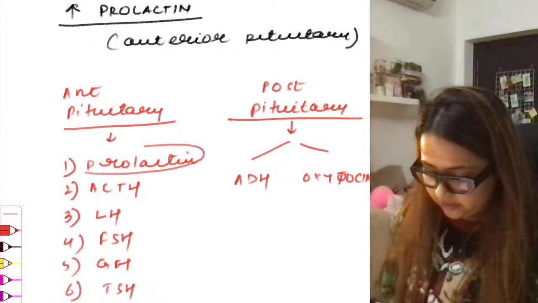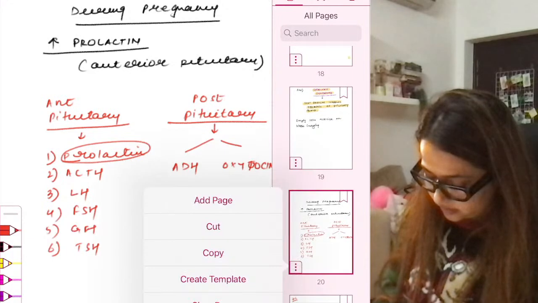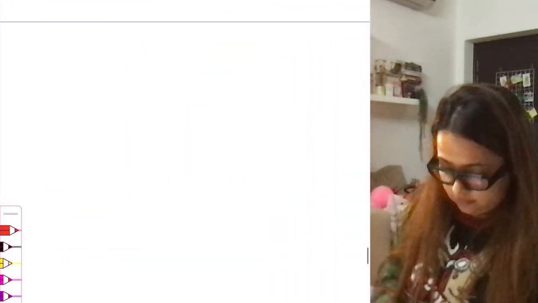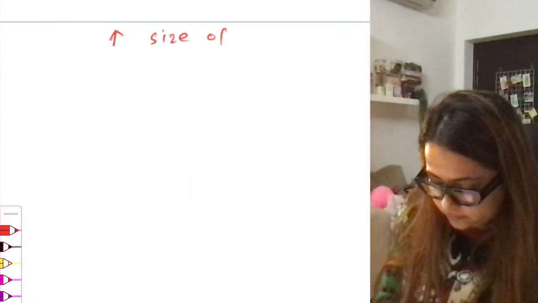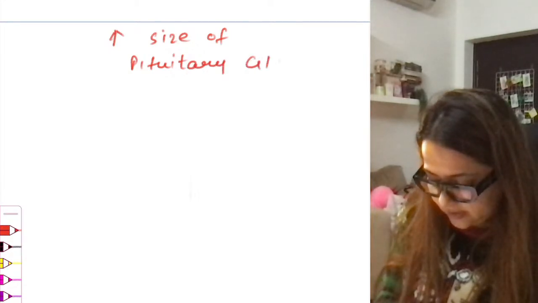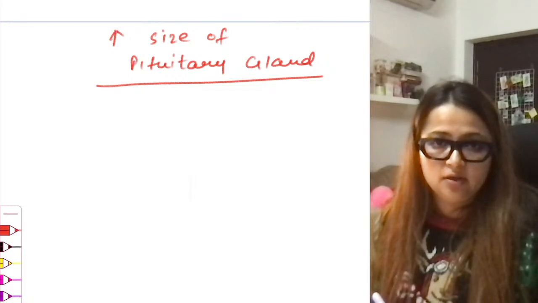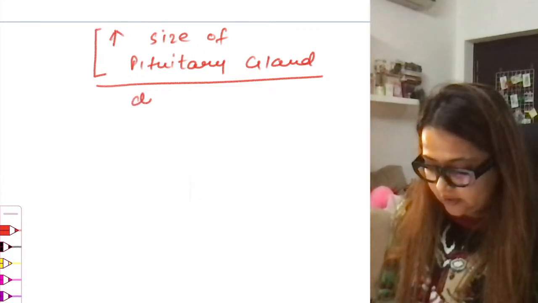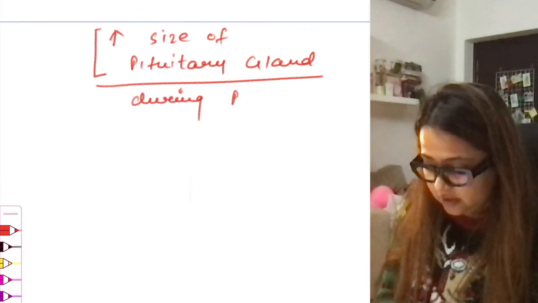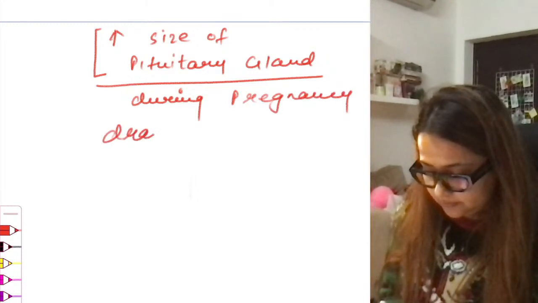Now, since prolactin is coming from the anterior pituitary, obviously in order to increase the synthesis and release of prolactin, there would be an increase in the size of the pituitary gland. Why? Because obviously there will be hyperplasia in the pituitary gland because we want more prolactin. So overall, the size of the pituitary gland during pregnancy is drastically increased.